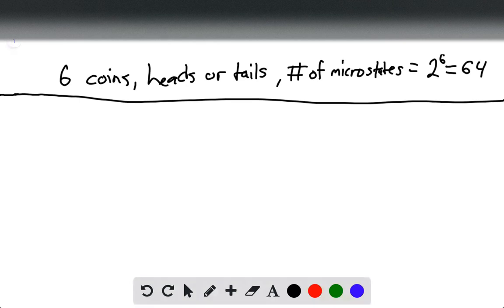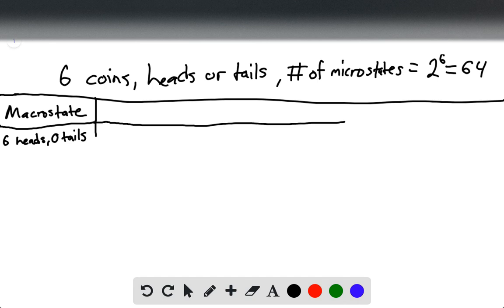So the macrostate could be here, and for this macrostate, we can have 6 heads, 0 tails, and then this will be the possible microstates, and then this will be the number of microstates.